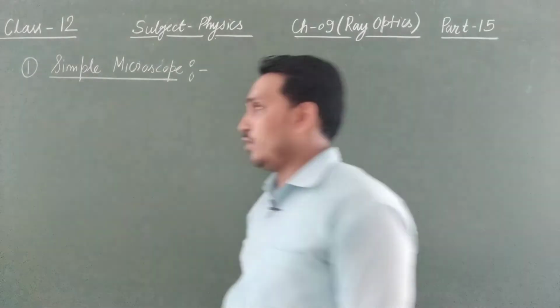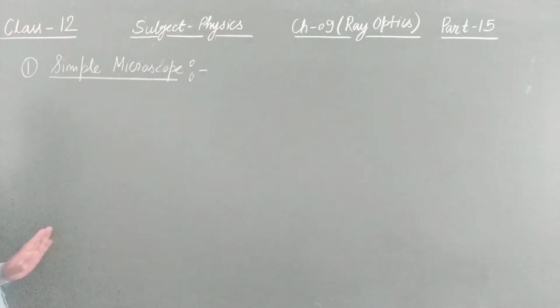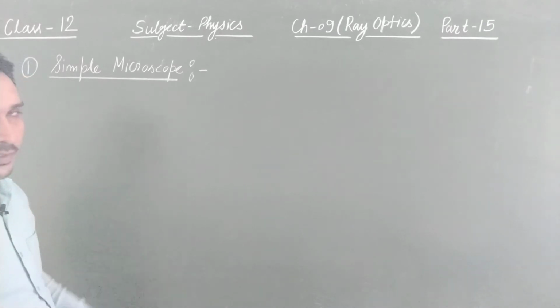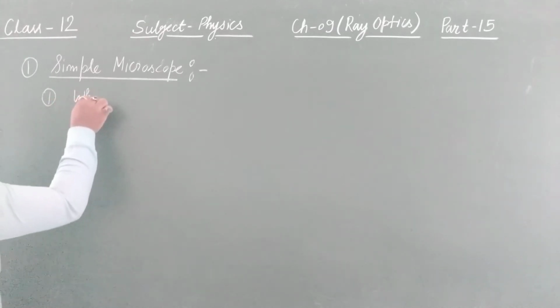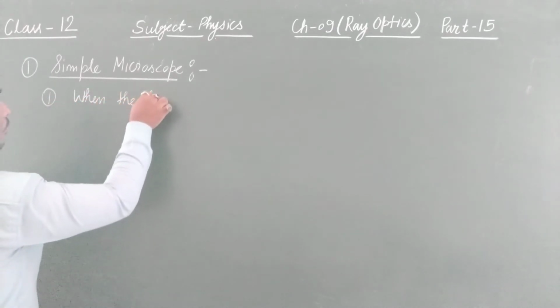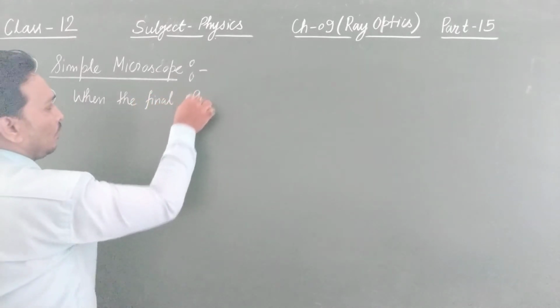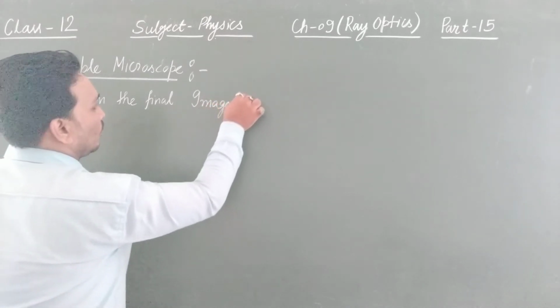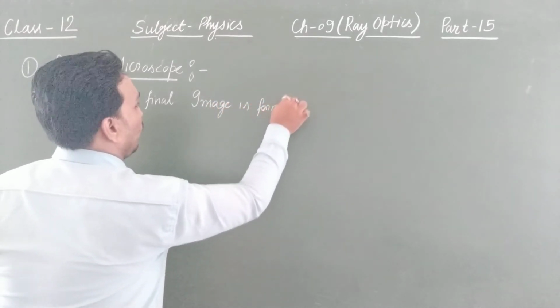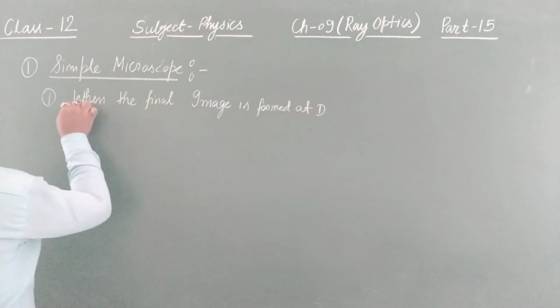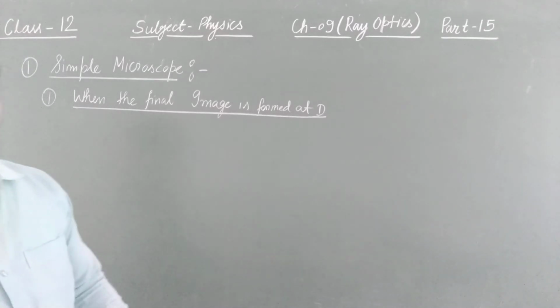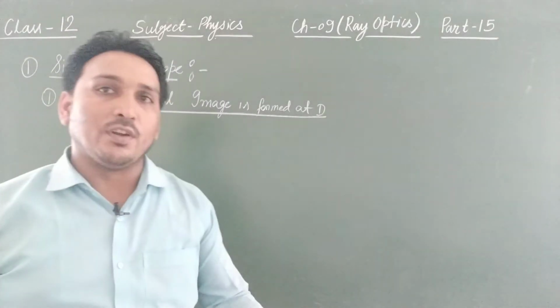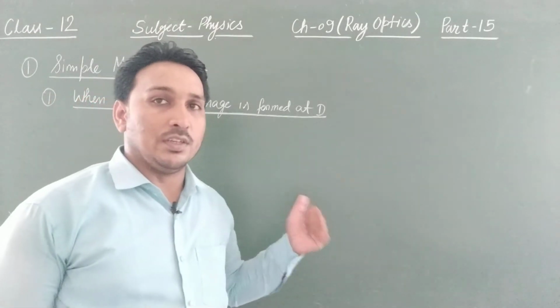Now there are two cases for the simple microscope, and from those two cases only I'll explain the principle of the simple microscope. The first case is when the final image is formed at capital D. I hope you remember capital D. Just a few minutes before we discussed that capital D is the least distance of distinct vision. For the sake of calculation, it is considered to be 25 centimeter, but in practical aspects, for different persons this least distance is different.